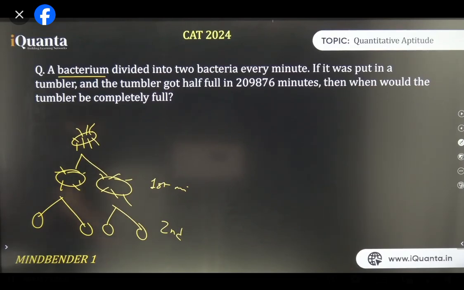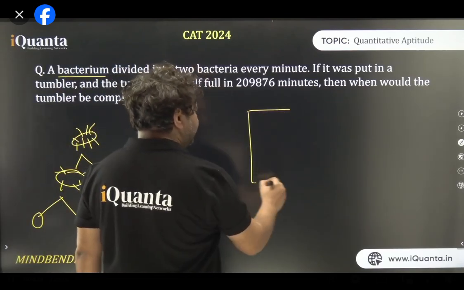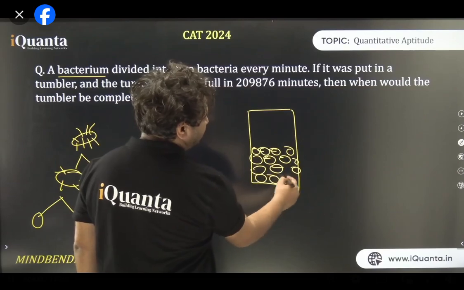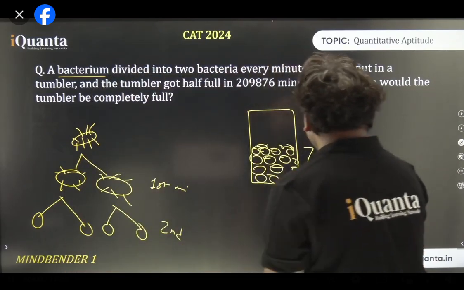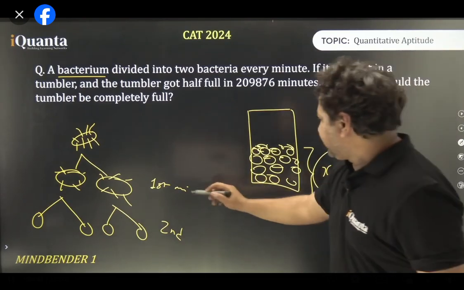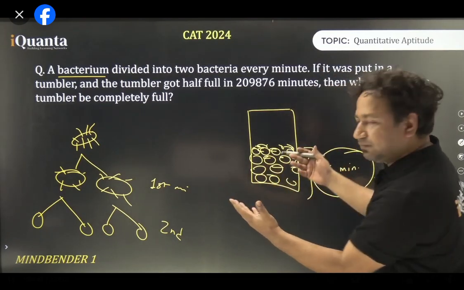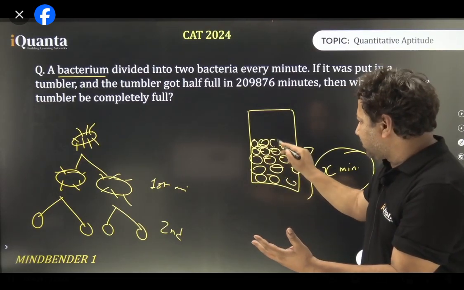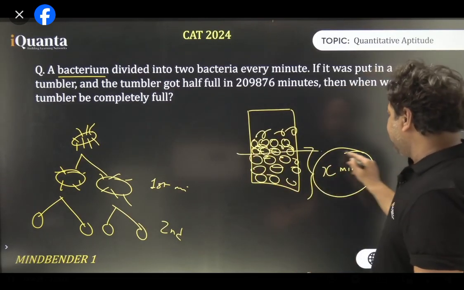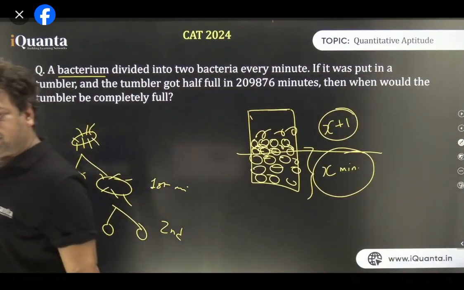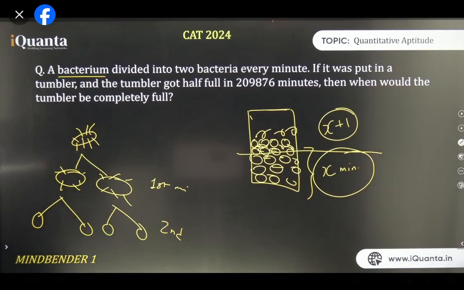Those who don't understand the previous question, it is doubling every minute. There was a tumbler, and it was half full of bacteria. This has happened in X minutes. So tell me, what will happen in X plus 1 minute? Every minute they are doubling, so each of these bacteria will divide into two. They will remain the way they are, and they will create one more replica of themselves. So if it was half full in X minutes, in the next minute, that is X plus 1 minutes, it will be completely full, right? Now it's clear to everyone?